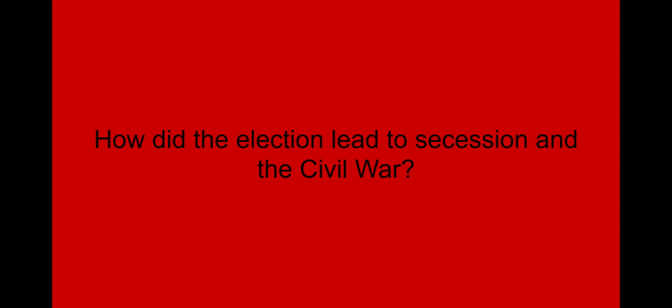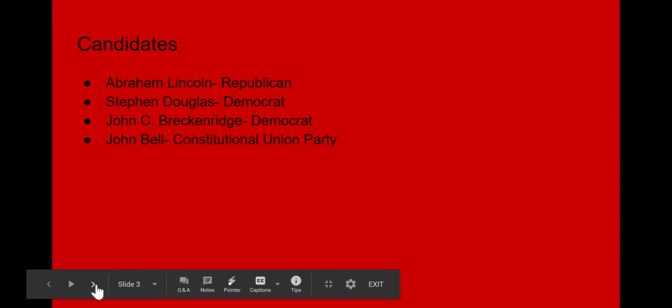So, how did the election lead to secession and Civil War? First of all, there were four candidates in this election. Abraham Lincoln, the Republican candidate. There were two Democratic candidates in this election, as the Democrats did not agree over the issue of slavery, and thus held two conventions actually for the election of 1860.